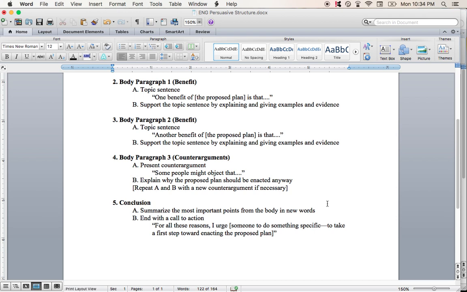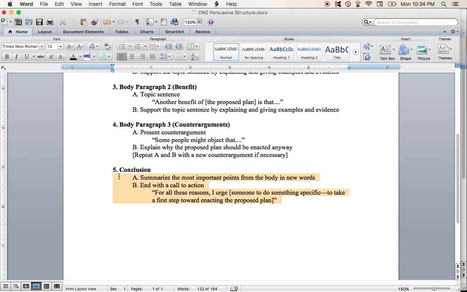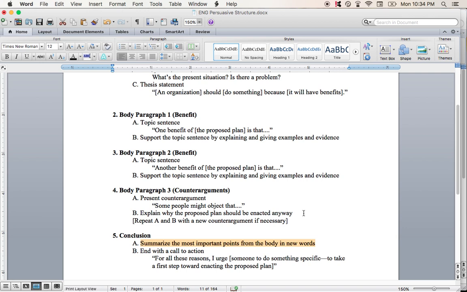That's up to you. And then finally, the last paragraph, it's not really adding much that is new. Instead, you're summarizing the most important points from the body of the essay, but you're doing it in new words, okay? And you're summarizing it, so that means you're giving the basic information, but you're doing it in a much shorter space. You're not giving all the details, you're just giving the main ideas, the most important points, okay? And you're doing it in new words.